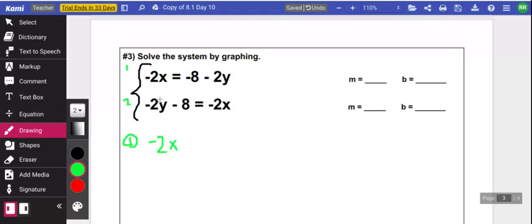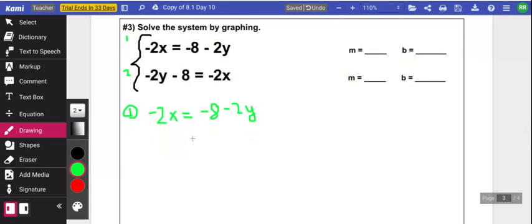So equation 1 is negative 2x equals negative 8 minus 2y. I just copied it down. That way I can solve for y. I need y equals something. So notice that the y is on the right side. And so to get y by itself, I need to move this negative 8 to the left side. To do that, I would add 8 to both sides so that these 8s will cancel. Okay, so those 8s cancel because negative 8 plus 8 is 0.